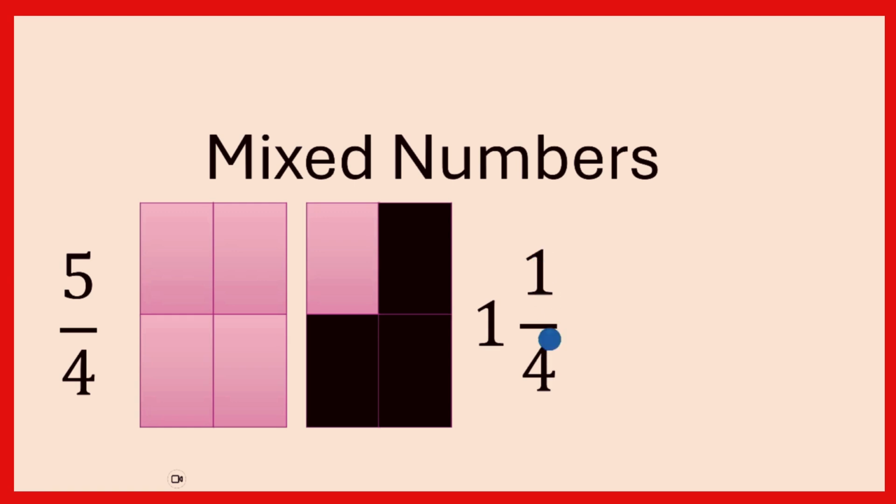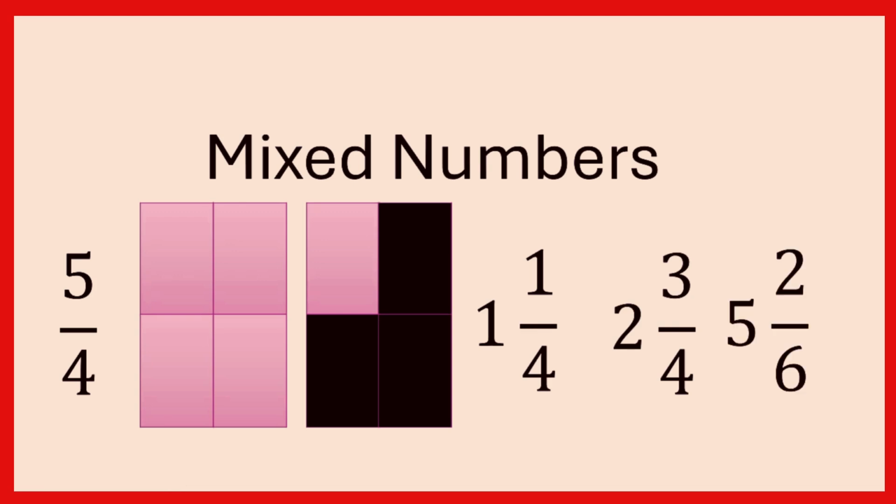Even if this is an improper fraction, it can also be converted to a mixed number. So this is a whole and a proper fraction. That's what we call a mixed number, and it can also be called a mixed fraction. Let's look at some other examples: 2 and 3/4, 5 and 2/6, and so on. So these are mixed numbers.